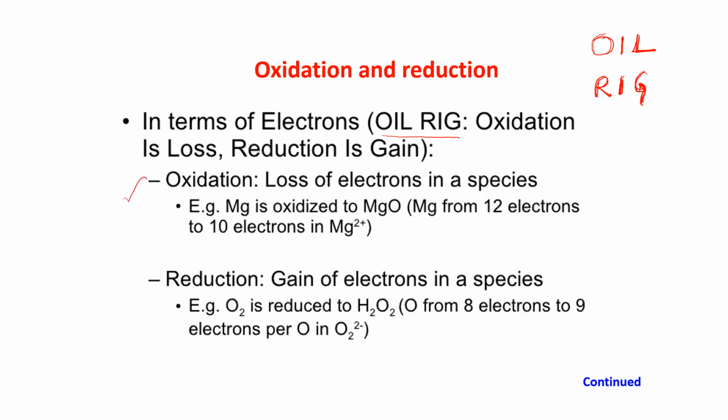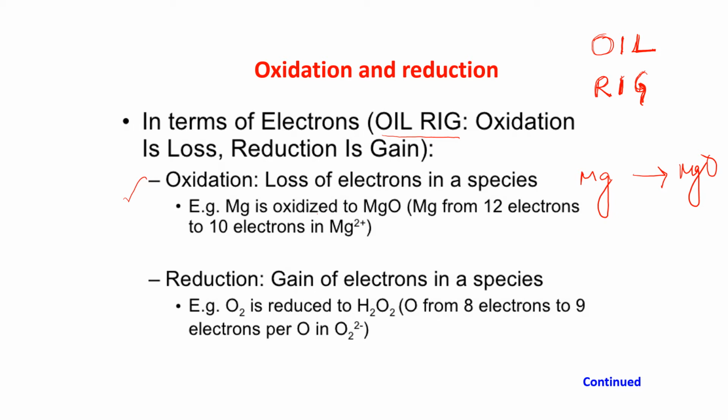Now see here, loss of electron is oxidation. Mg is oxidized to MgO. Mg goes from 12 electrons to 10 electrons. If I write like this, Mg is now forming MgO. Now you can say this is an oxidation because oxygen is adding, but I want to tell this in terms of electron transfer. So that means it is loss of electron. That is oxidation.